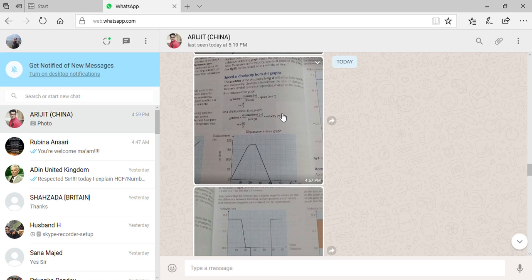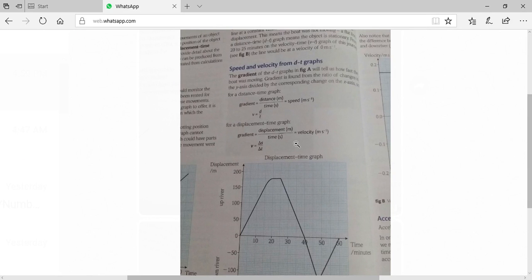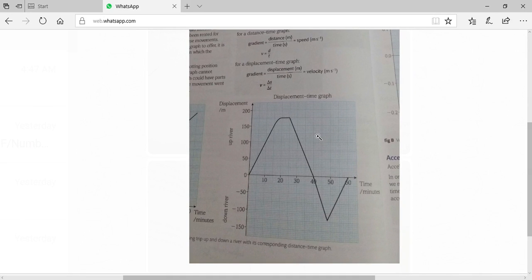Here, beta, I can tell you one thing. Speed and velocity. Here, distance time graph, or velocity time graph. Wait, I am not going to write anything on screen, but here you can see that. Are you seeing that graph here? Yeah, I can see that graph. But before I discuss this, I'd like to discuss one thing with you first.